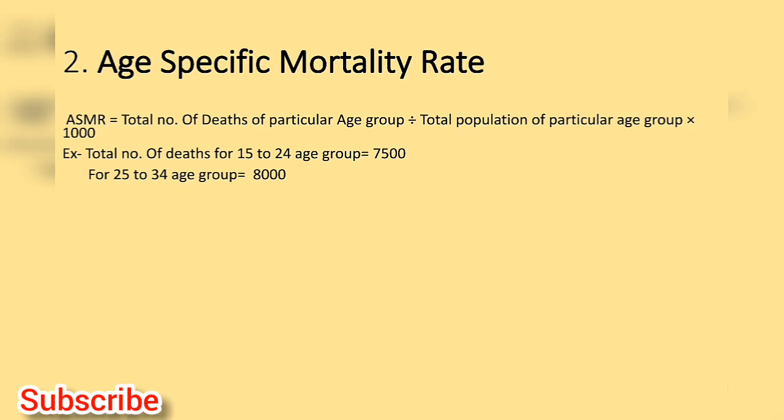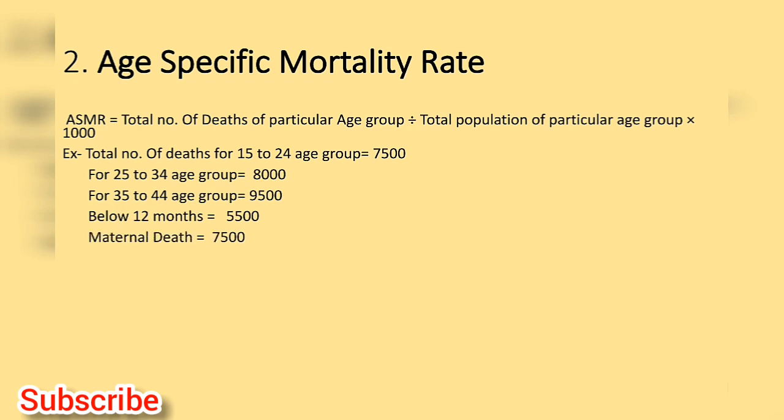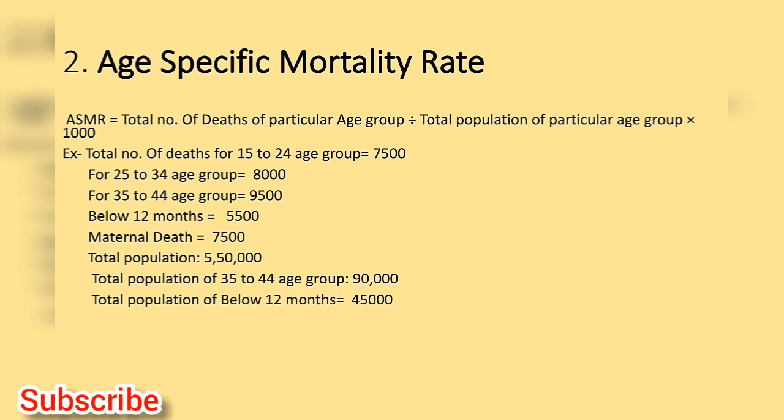25 to 34 age group is 8000. 35 to 44 age group is 9500. Below 12 months is 5500. Maternal deaths are about 7500. Total population is about 5,50,000, and total population of the 35 to 44 age group is 90,000. Total population of below 12 months is 45,000, and total live births due to childbirth is 65,000.